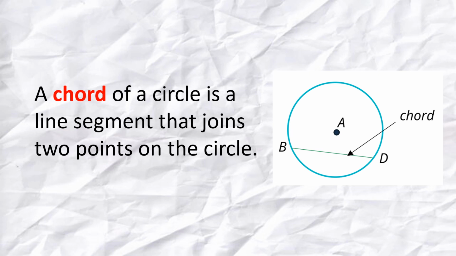A chord of a circle is a line segment that joins two points on the circle. A circle contains many chords which may pass through the center or not. A chord that passes through the center of a circle is a diameter. Take note that every diameter is a chord, but not every chord is a diameter. In this given diagram, the chord given here is the line segment BD.